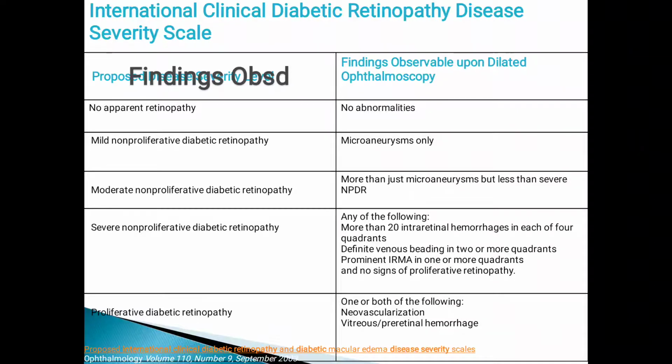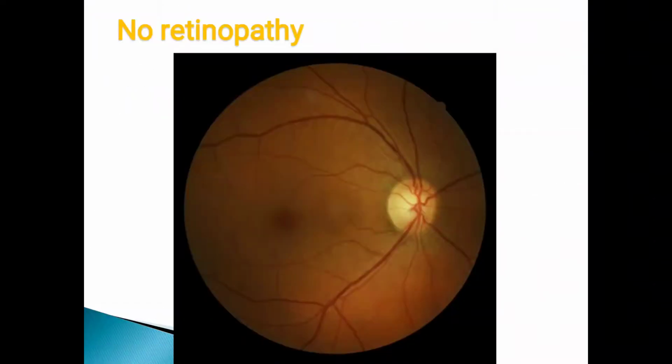So if you want to classify diabetic retinopathy, it is either proliferative or non-proliferative, and diabetic maculopathy. So these are the three types of diabetic retinopathy. In this picture, you can see there is no retinopathy. The retina is absolutely clear.